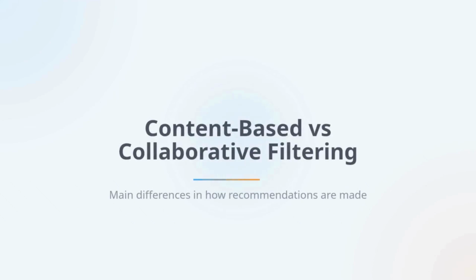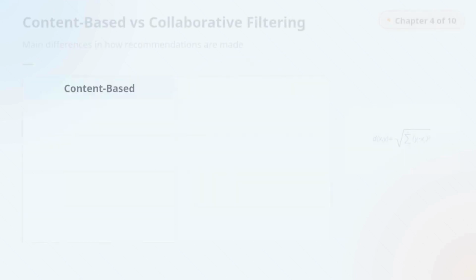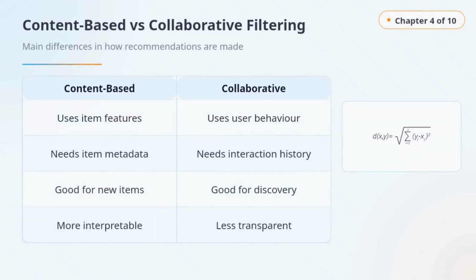Now, let us look at this in a simple table format. Content-based vs. collaborative filtering. Main differences in how recommendations are made. Here is the core comparison. Content-based filtering depends on item features and metadata, while collaborative filtering depends on patterns across users. Content-based systems are usually easier to explain, because you can say a movie was recommended due to genre or actor overlap. Collaborative systems are often better at discovering unexpected items because they learn from similar users.